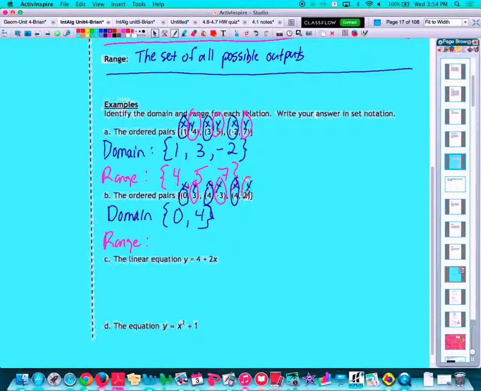Possible outputs are the range, or the possible y values. So we got 3, we've got negative 3, and we've got positive 2. Those would be the range values.